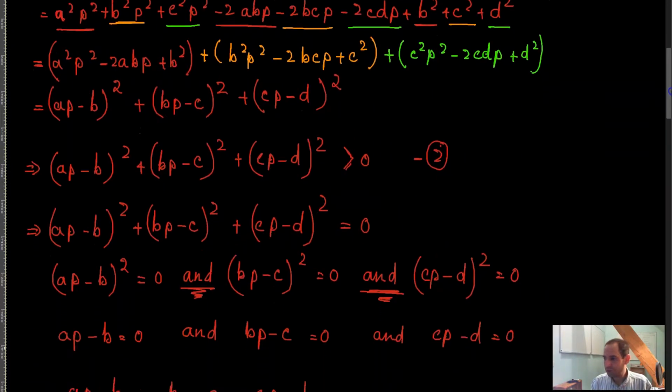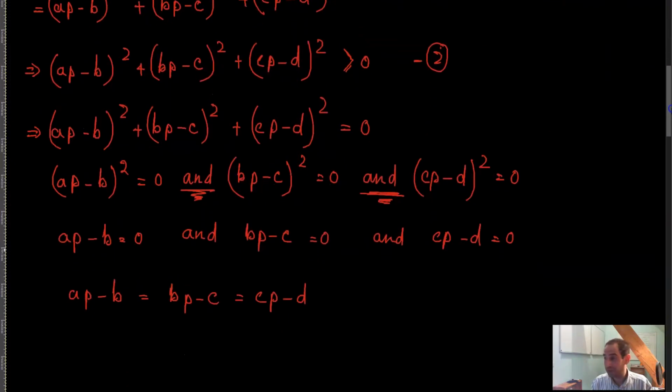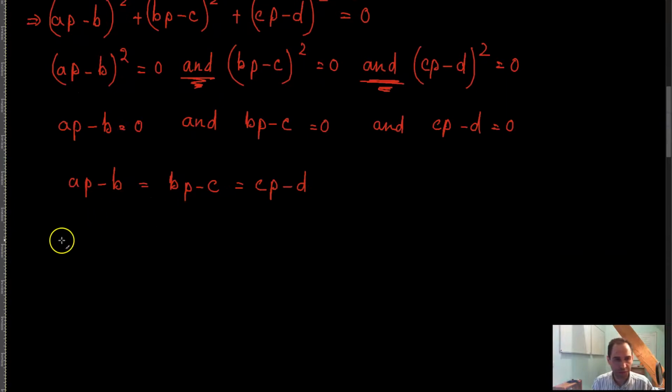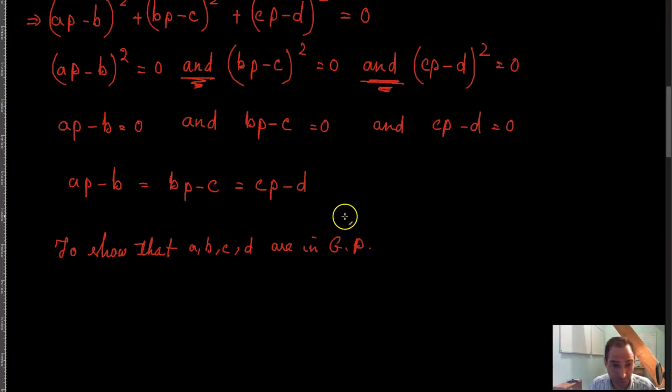Geometric progression means that we want to show that A, B, C, and D are in geometric progression, meaning that b to a is equal to c to b is equal to d to c is equal to some constant. Call it whatever you want, call it some k, for example, right?